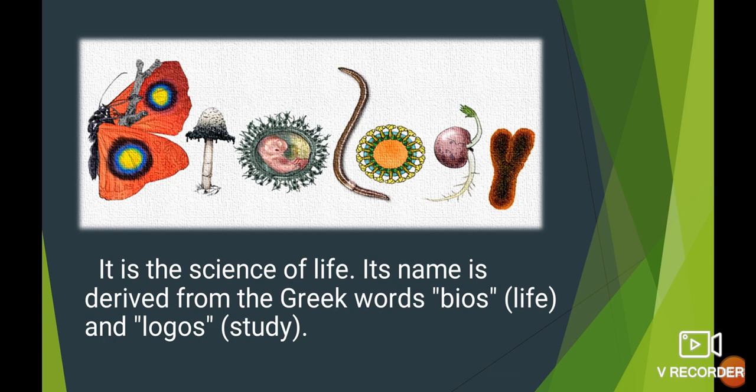Now, if we talk about life, we can associate it with living things or organisms. These living things or organisms include us, as we belong to the kingdom Animalia, and other animals, the plants, and the microorganisms. As you can see in the figure, we have, for example, a butterfly, a mushroom, a worm, a plant, and an embryo. Those are what we call living things.